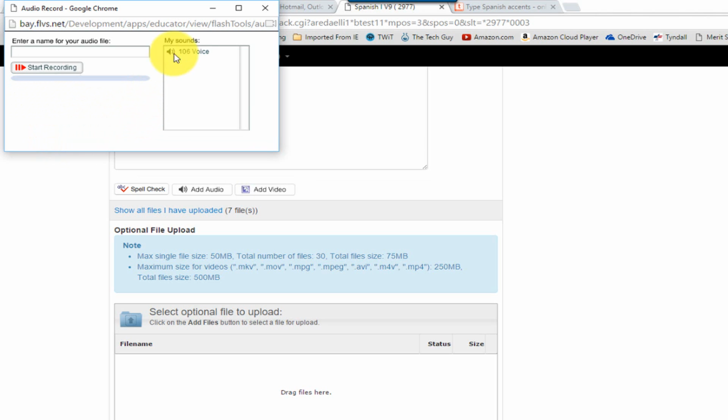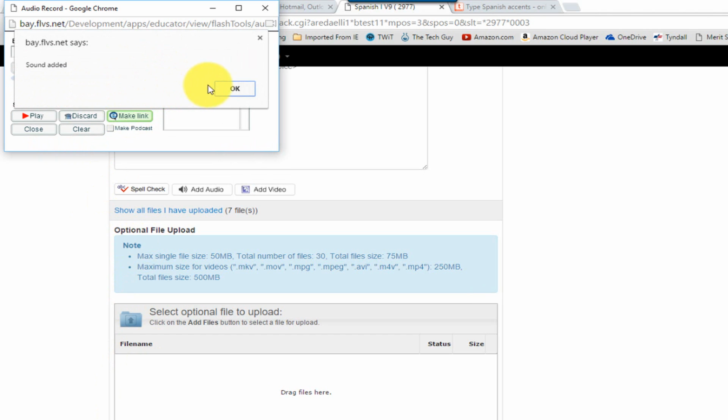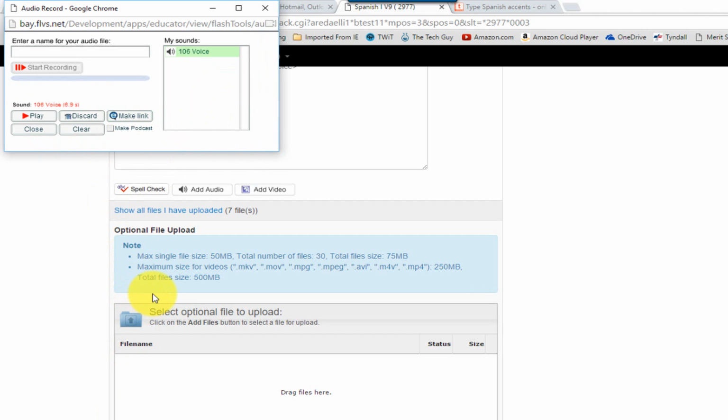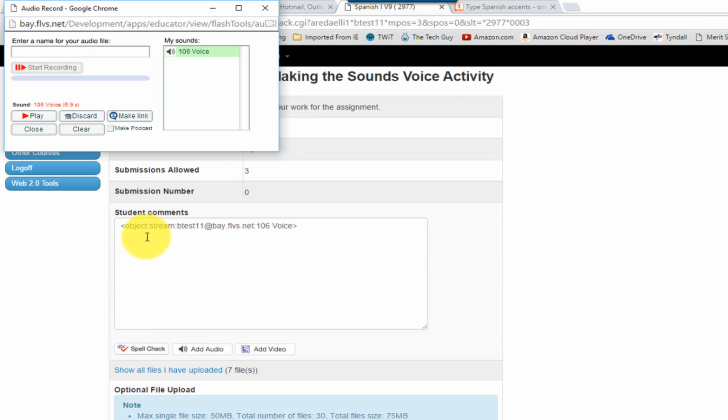Okay, so what we're going to do, we're going to save it. Right there, 106 voice assignment. Okay, make link. Click on make link. Okay, and it will pop up right there. It will pop up on your assignment. So let's scroll up a little bit, and you'll see where it says comments right there. That's your file. So you just need to attach a note there. Mr. Verdelli, here's my assignment for 106.